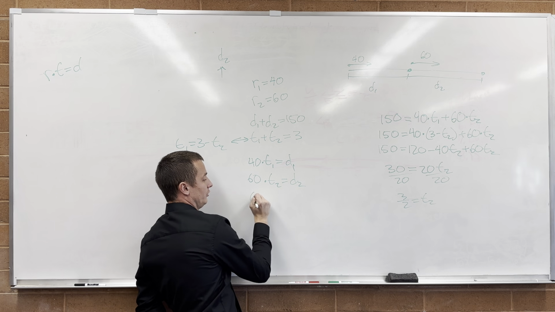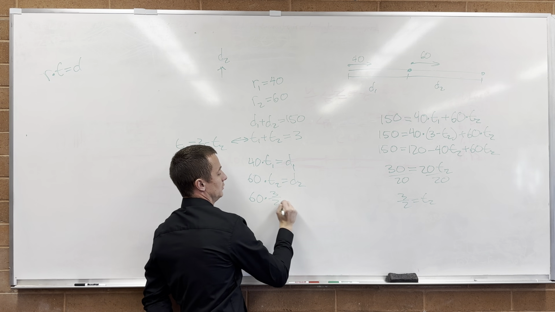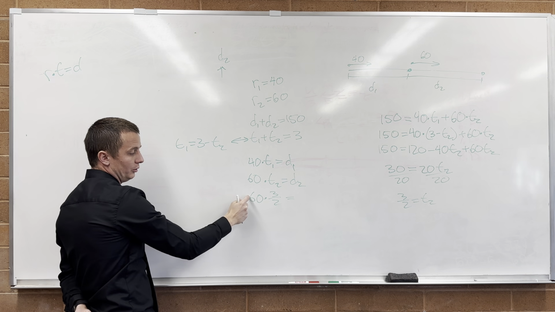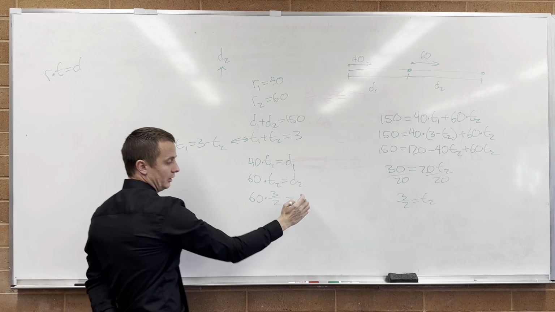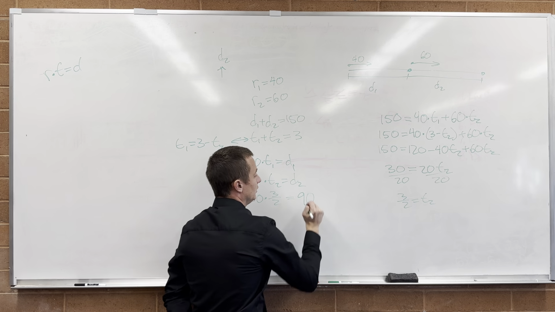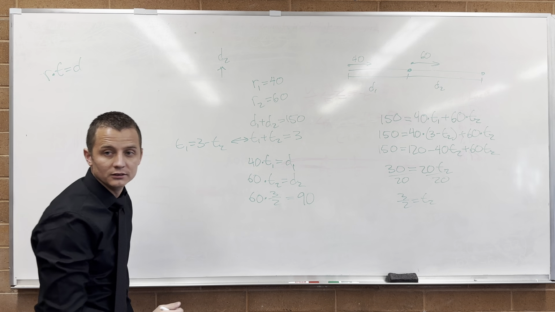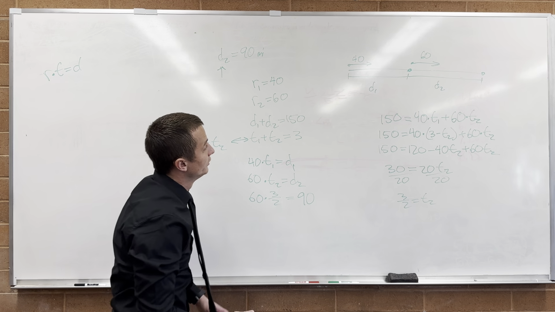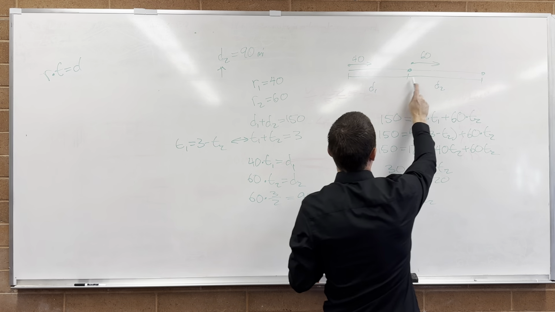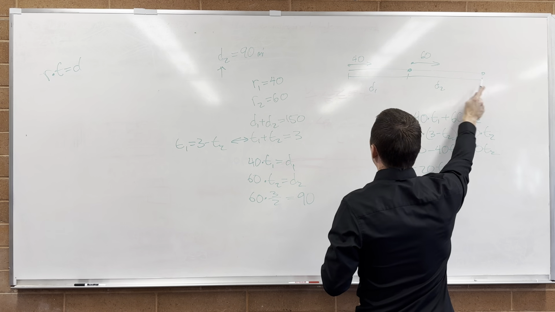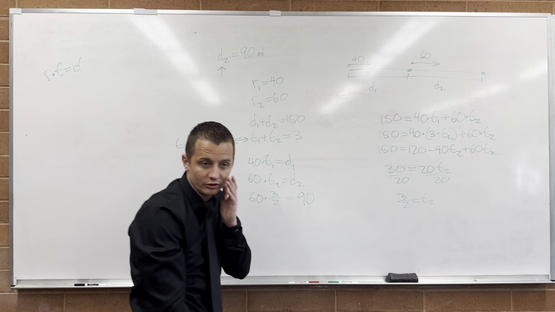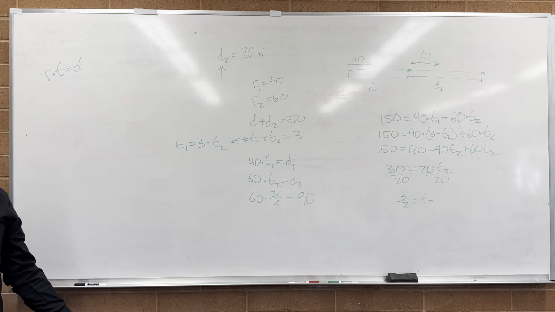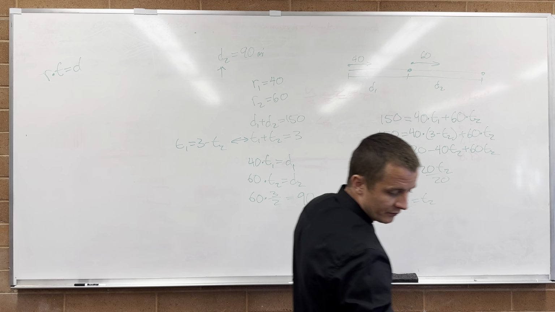And so, it's just 60 times 3 halves, which is equal to 90. 2 cancels out with 60, leaving 30. 30 times 3 is 90. So D2 is 90. So it was 90 miles from here to here, and it was 60 miles from here to here, because my total distance was 150 miles. Good?